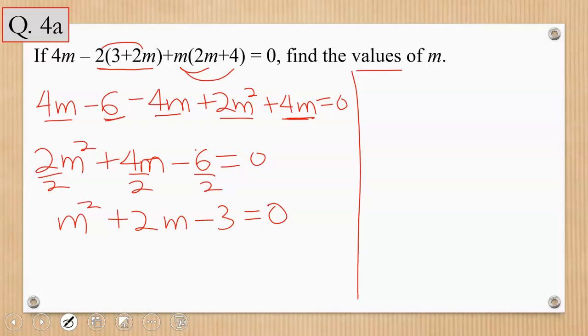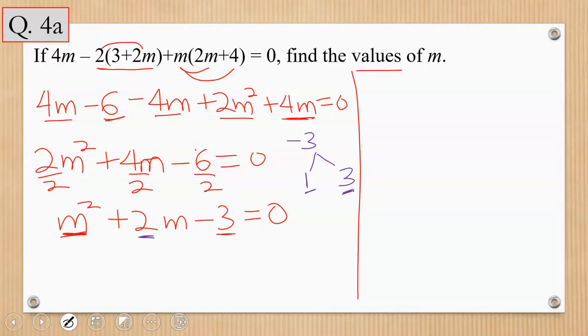In doing so, we pick the coefficient of the m squared and multiply that by negative 3, and that is going to be negative 3. Now we find two numbers. When we multiply, we'll get negative 3, but when we add, we'll get the coefficient of the m. These two numbers can be 1 and 3. But if I multiply 1 and 3, I will not get negative. So either 1 should be negative or 3 should be negative, so that the answer will be negative 3.